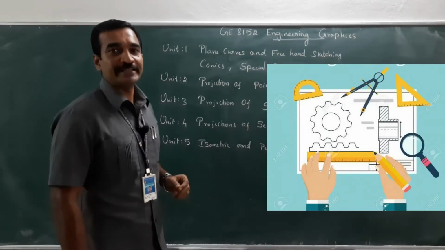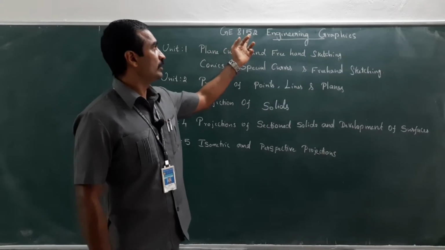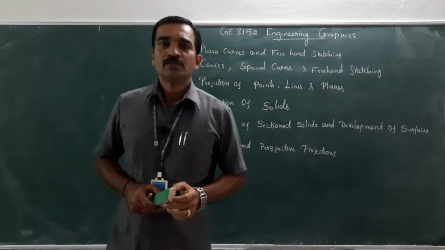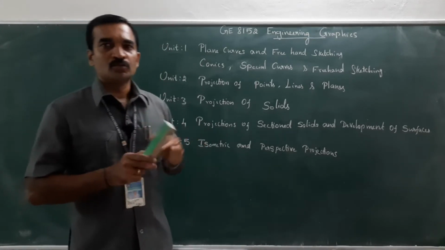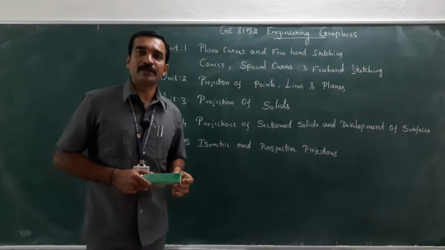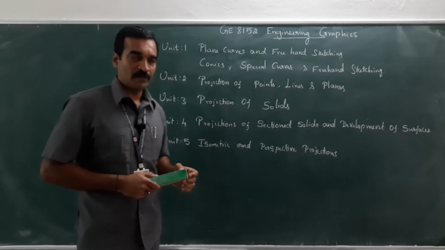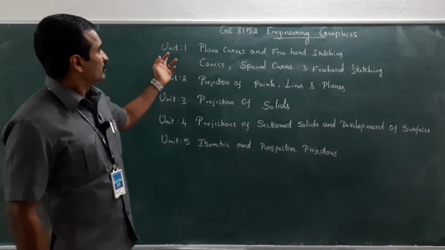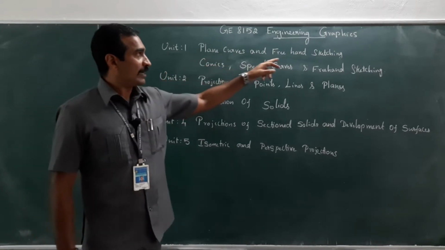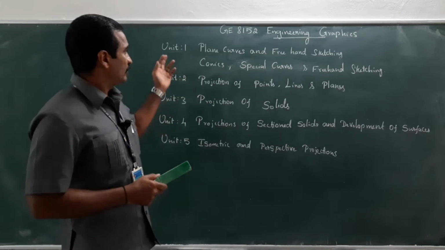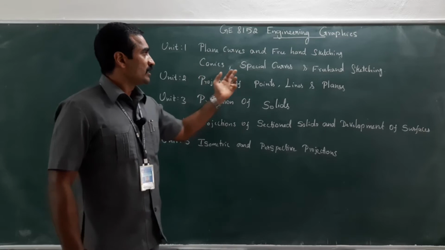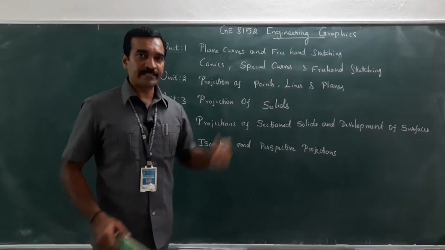The subject code of Engineering Graphics is GE8152. For this session, I am going to throw some light on the syllabus and the question pattern of Anna University. Let me just see the first unit, which is plane curves and freehand sketching. Under the first unit, we have conic curves, special curves and freehand sketching.